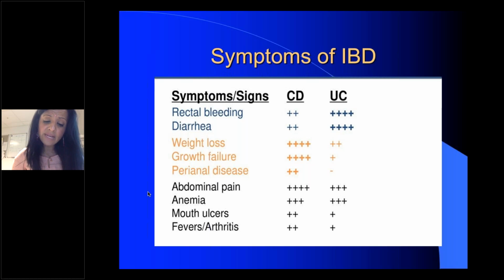And therefore, it's really an important part of the examination to look at the perianal region and have a chaperone as well when you're doing this.